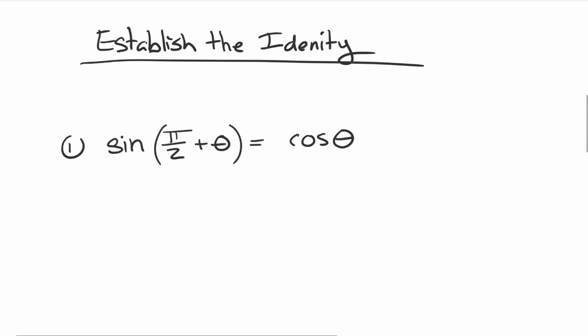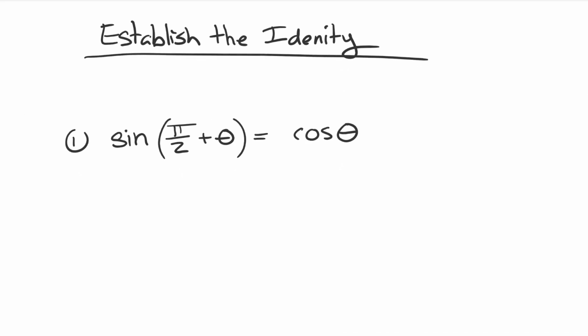Let's establish our first. Sine of pi over 2 plus theta. Hey, that's the same thing as cosine of theta. Weird. Yep, it's like it shifts. Okay, let's go. So we're going to use our sum and difference formula. We'll call this one alpha. We'll call this one beta.